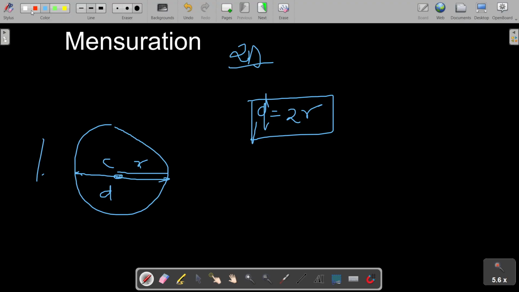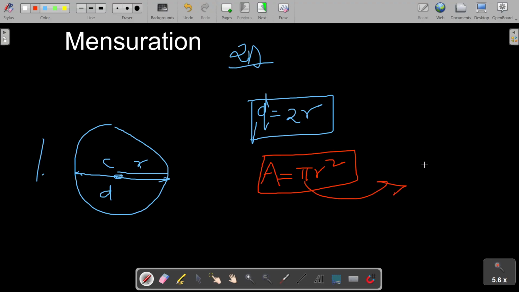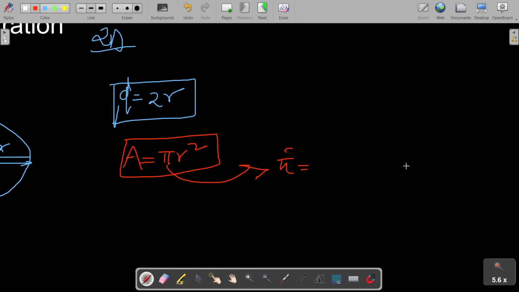And to calculate the area of this circle, this thing right here, the area of the circle is pi times r squared, pi times radius squared. So here pi is an irrational number, pi is a constant. Irrational number means non-terminating. So it never ends after the decimal point. It goes like 3.14 and so on.